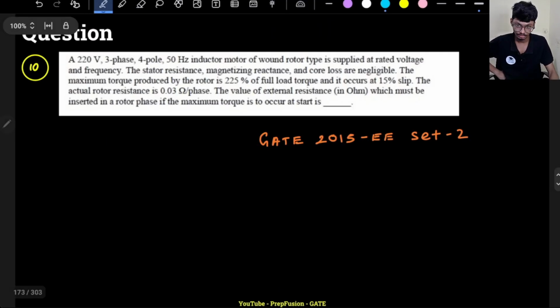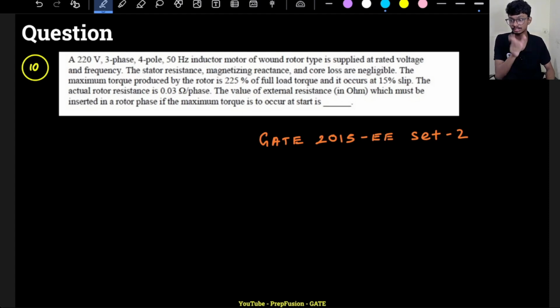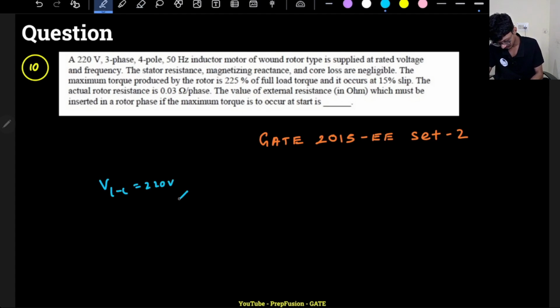So next one, now you will understand how the wound rotor induction machine is useful, right? Because we can add external rotor resistance. If I add external rotor resistance, I can change the slip at which maximum torque occurs. That is the advantage. So what they are telling, I have a 220 volt, this is my line to line voltage, 3 phase 4 pole, 50 hertz induction motor.